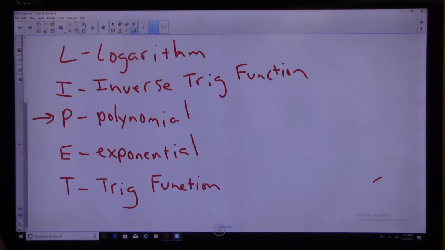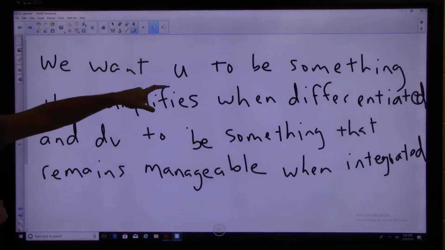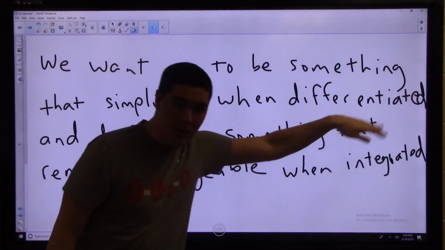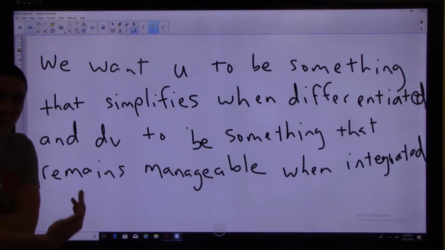Let's write this down. The reason we do this is because of this. Write this down as well. We want u to be something that simplifies when differentiated, and we want dv to be something that remains manageable when integrated. So we want u to be simpler when we take the derivative. And we want dv to be something that might not be simpler, but is at least manageable that we can work with.